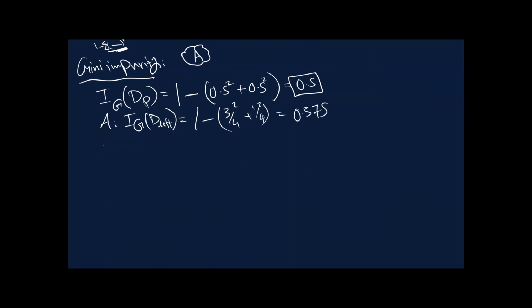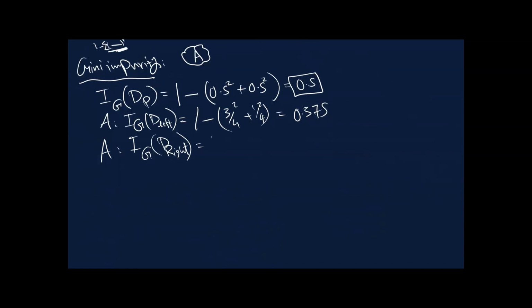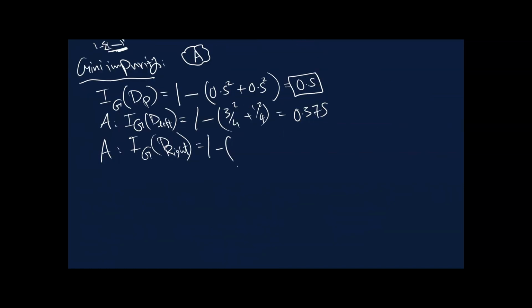I'm just putting the numbers because I think it's clear now. If you have any questions, just stop me. So going for the right child, looking at this part, we get the probabilities and just square them. So again, 1 minus the square of the probabilities, 1 over 4 and 3 over 4. So 1 over 4 squared plus 3 over 4 squared. It will give us the same value.